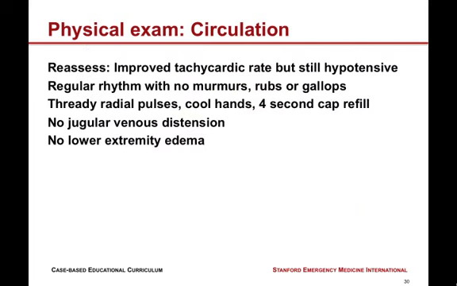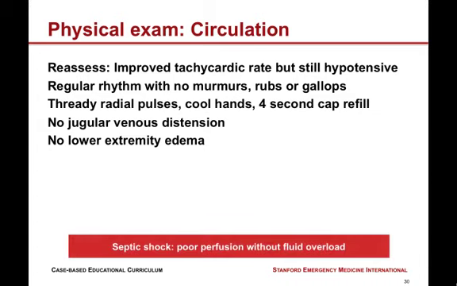Summarizing what we've learned from the circulatory exam, the patient has an improved heart rate but is still tachycardic and definitely remains hypotensive. The patient has a regular rhythm with no murmurs, rubs, or gallops. The patient has thready radial pulses, cool hands, and a 4-second cap refill, all abnormal. The patient has no jugular venous distension and no lower extremity edema. As you can see, the patient has signs of being very sick. The patient has a tachycardic heart rate and is very hypotensive. The patient needs IV fluid boluses given rapidly.